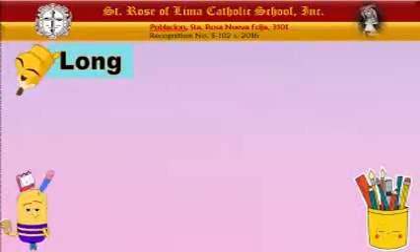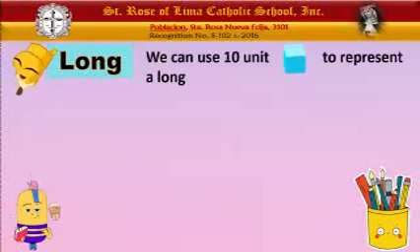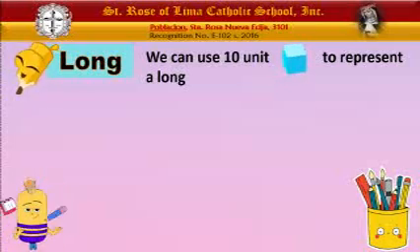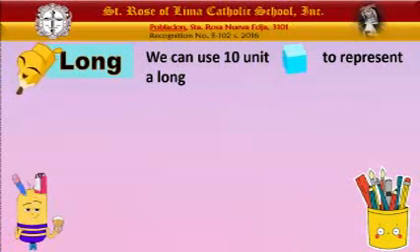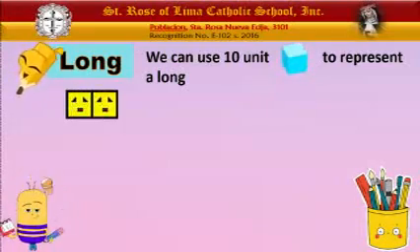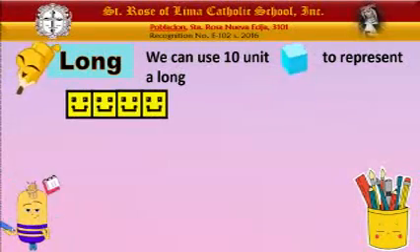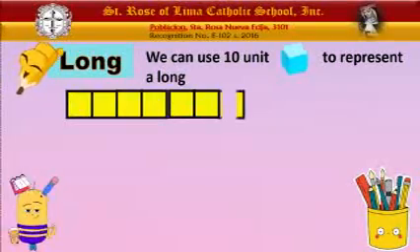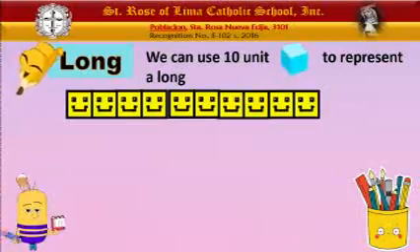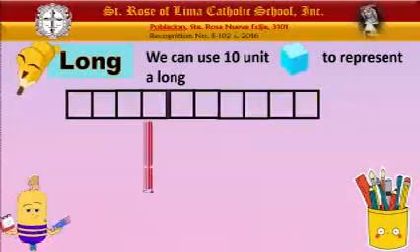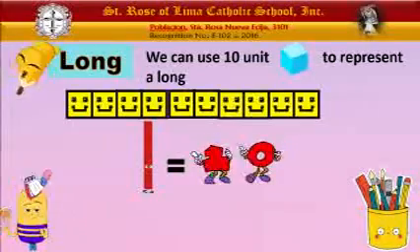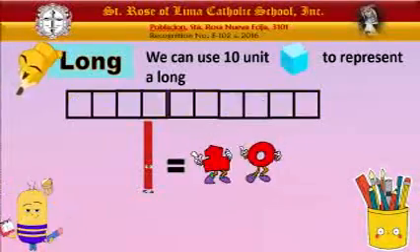Next, let's talk about the long. We can use 10 units or 10 cubes or squares to represent a long. Just like this, we have 1 unit, 2, 3, 4, 5, 6, 7, 8, 9, 10. So that is what a long looks like. So a long is equal to 10. So 1 long is equal to 10.